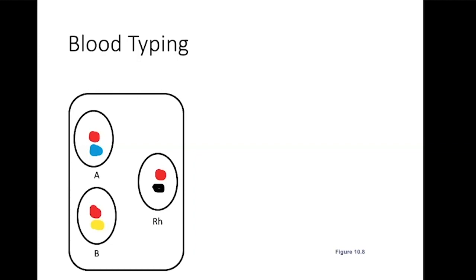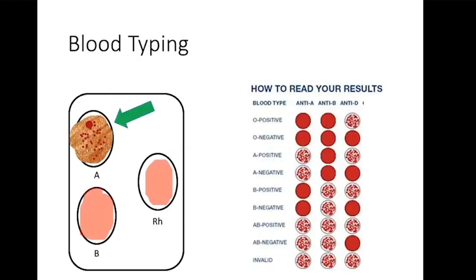A drop of the unknown blood will be put into each one of the wells, and the contents of the wells will be mixed. You will then wait to look for agglutination or clumping. If agglutination occurs, the blood has the antigen of the same type as the antiserum. Let's look at an example of an unknown blood type.